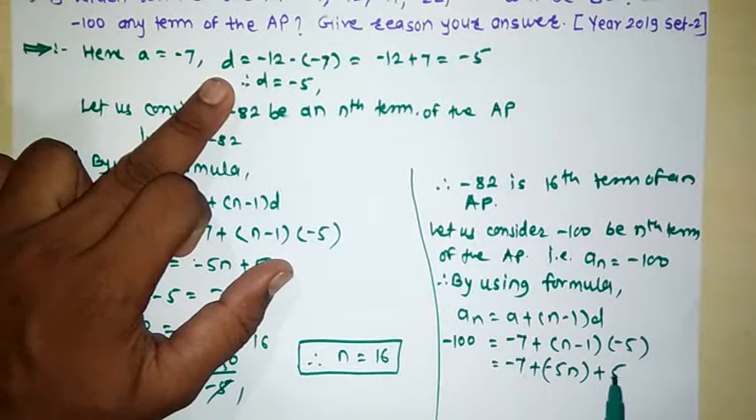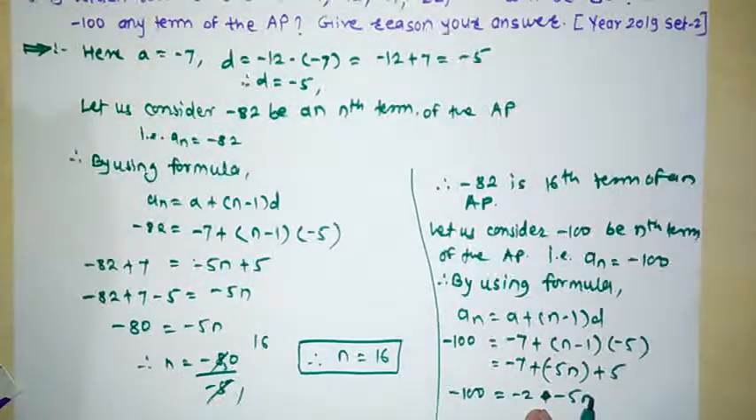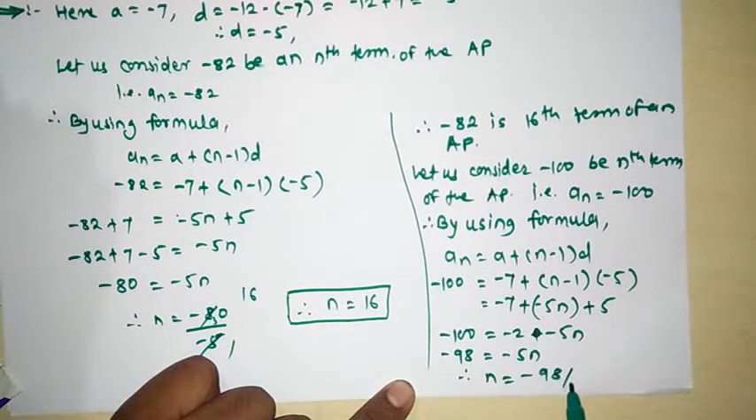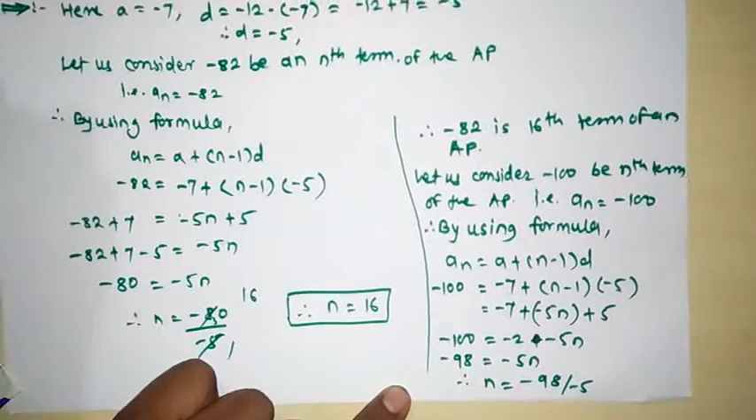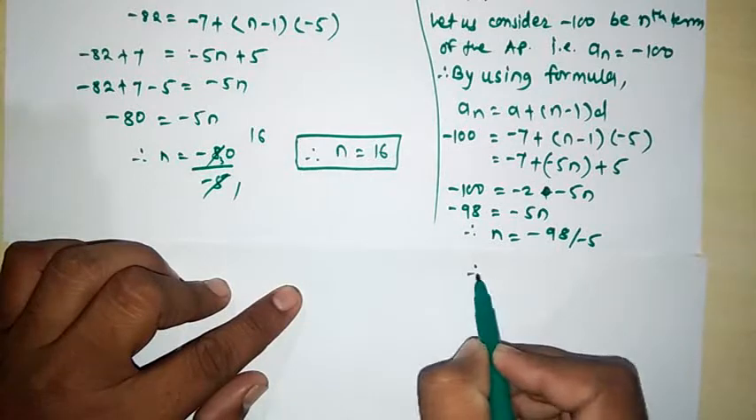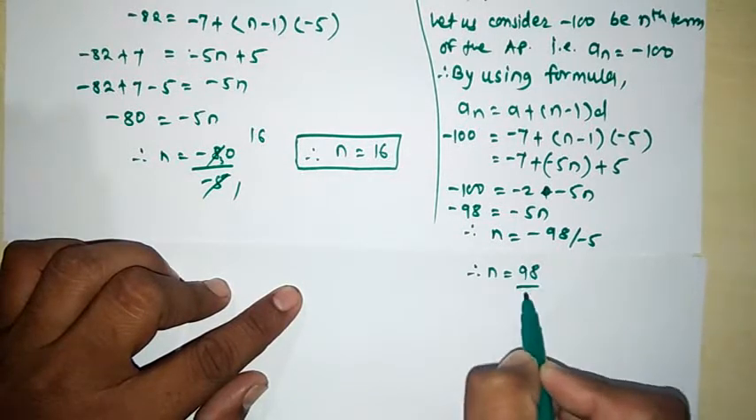Now see here, minus 7 plus 5, which is equal to minus 2, and this one is minus 5n. Minus 2 minus 5n is equal to minus 100. Now send this minus 2 towards left hand side, it will become minus 100 plus 2 is equal to minus 98 is equal to minus 5n. Therefore n is equal to minus 98 divided by minus 5. Now this minus minus get cancelled, therefore n is equal to 98 by 5.